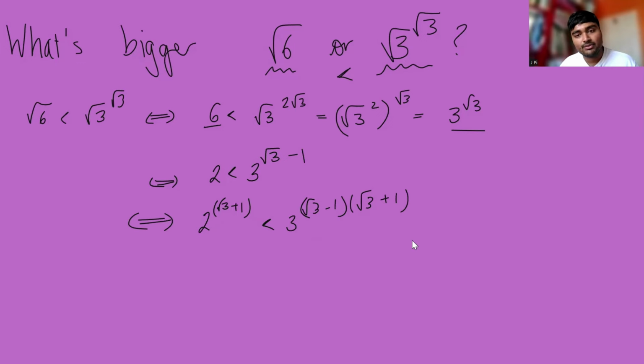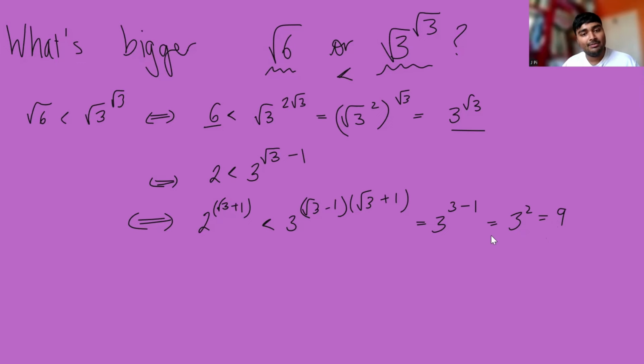But that's just the difference of two squares. That's going to be 3 to the 3 minus 1, which is 3 squared, which is 9. So this is true if and only if 2 to the root 3 plus 1 is less than 9.